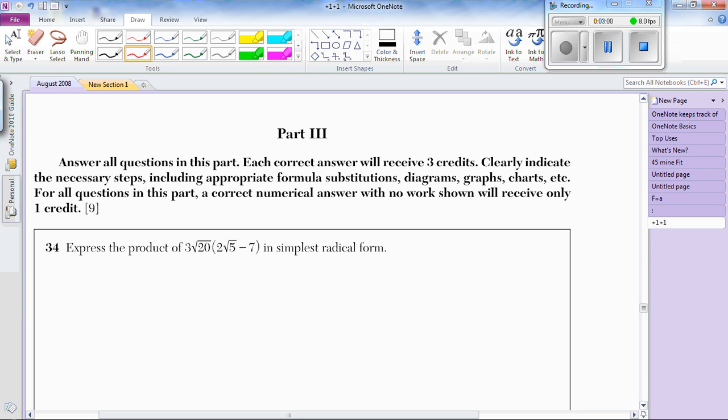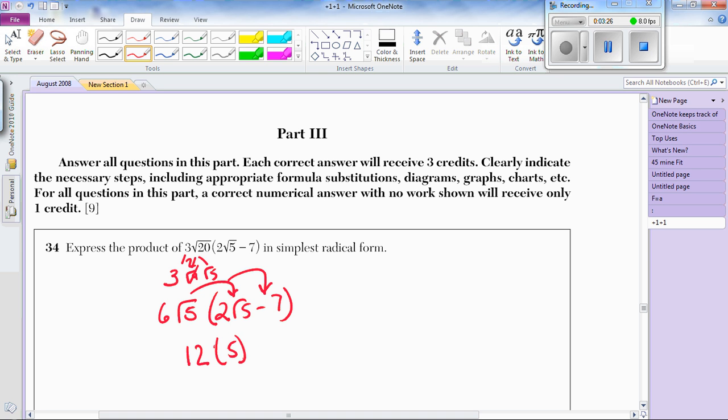Oh, I've done all these before. Weird. 3 square root of 4, square root of 5. That's 2. So this becomes 6 square roots of 5 times 2 square roots of 5 minus 7. 6 times 2 is 12. Square root of 5 times the square root of 5 is 5, minus 42 square roots of 5. So this is just 60 minus 42 square roots of 5. So that's it.